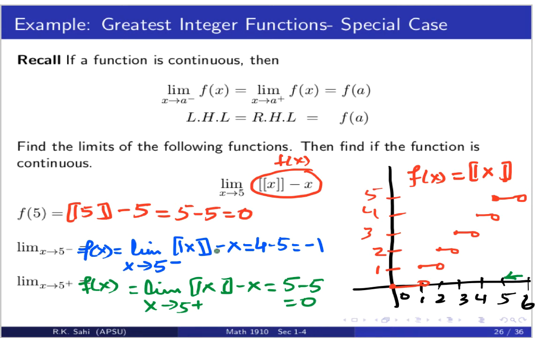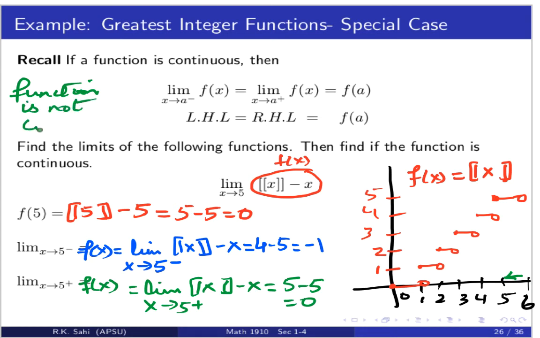Okay. Now remember, this is the greatest integer function. This is the normal polynomial x. So clearly, we see this one. Is the function continuous? No, the function is not continuous at all integer points. You see that here.